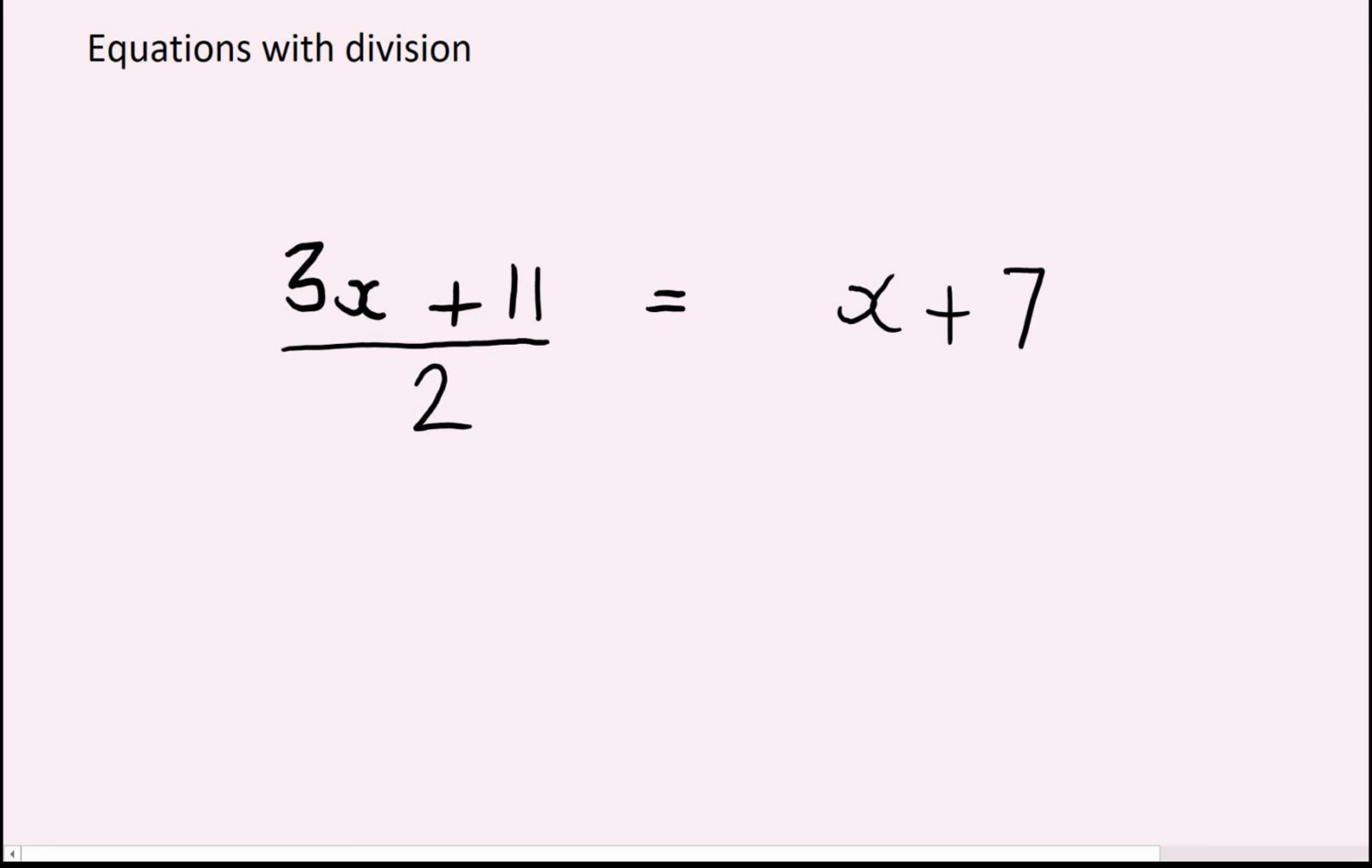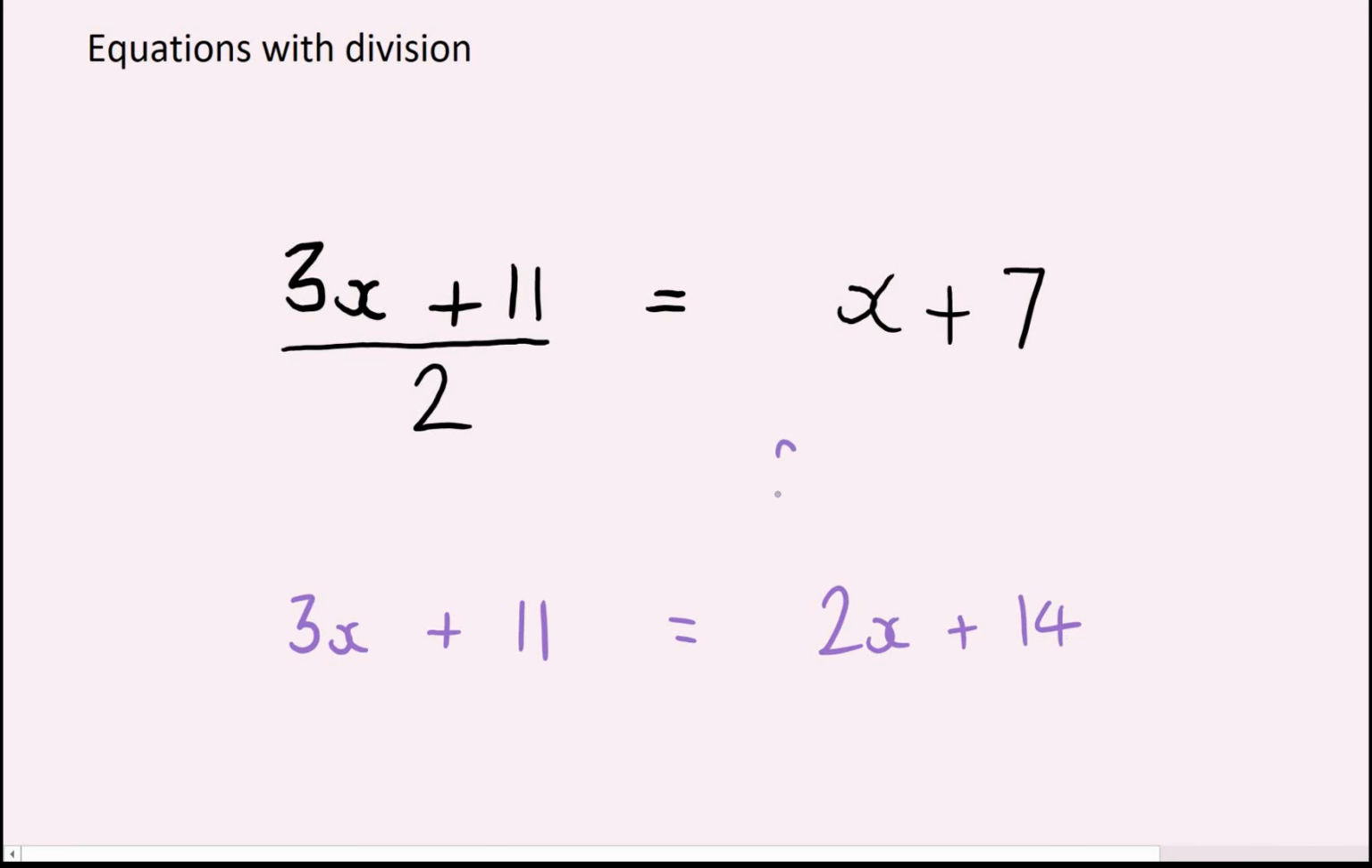From the last video on solving equations, the first thing you always want to do is get rid of any divisions as fast as you can. Because this is all divided by 2, I'm going to undo that divide by 2 by doubling my whole equation. If I double the left hand side, the divide by 2 vanishes. I also need to double the right hand side. Be really careful that you double the x and the 7. You double every single term. So this equals 2x plus 14.